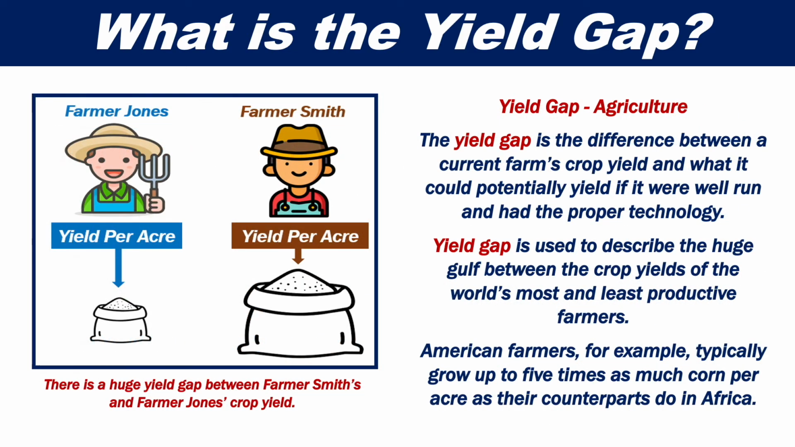In agriculture, the yield gap is the difference between a current farm's crop yield and what it could potentially yield if it were well run and had the proper technology. Yield gap is used to describe the huge gulf between the crop yields of the world's most and least productive farmers. American farmers, for example, typically grow up to 5 times as much corn per acre as their counterparts do in Africa.